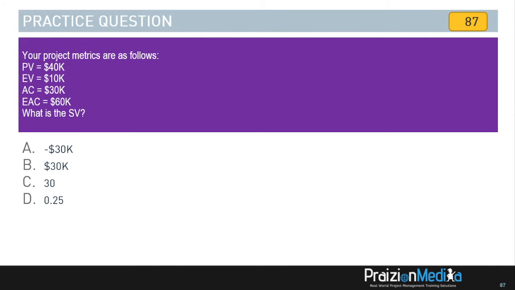Your project metrics are as follows. What is the schedule variance? Three, 2, and 1. Schedule variance, pretty straightforward. All you need to do is use the formula EV minus PV. And if you apply that, you're going to get $10,000 minus $40,000, and that will give you minus $30,000. So the answer is A.